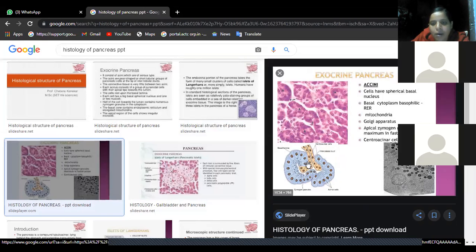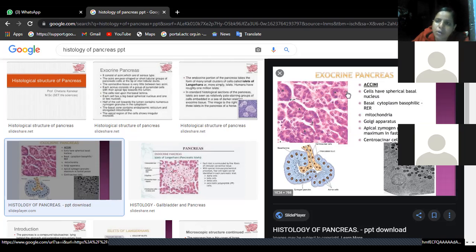You find pyramidal type of cells. The nucleus is towards the basement membrane, and towards the apex we have zymogen granules, which are rich in enzymes and will be released towards the ducts. So all these are exocrine pancreas, where you are supposed to draw many acini. Cells have a spherical basal nucleus, and the cytoplasm is basophilic in nature. It has rough endoplasmic reticulum, mitochondria, Golgi apparatus. These dots you are seeing are zymogen granules. And these cells are called centroacinar cells.